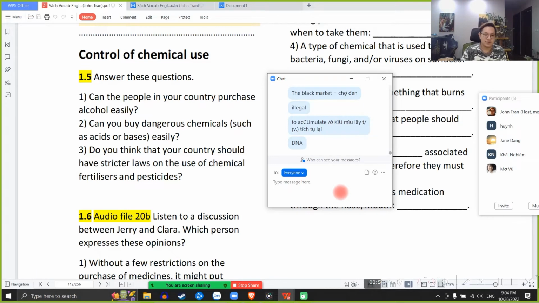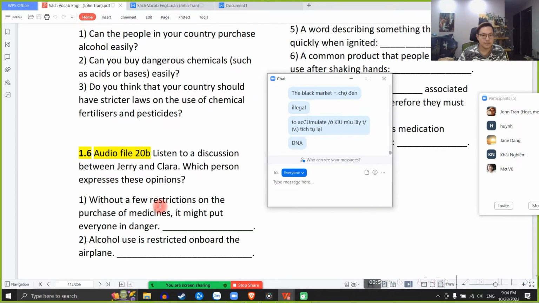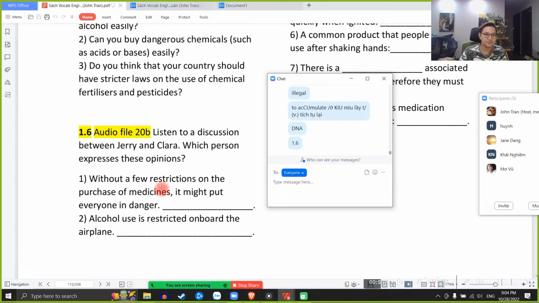DNA. So it's deoxyribose nucleic acid, yeah. Right, okay, so let's go to 1.6 now.